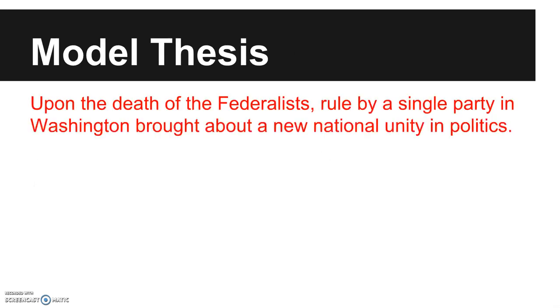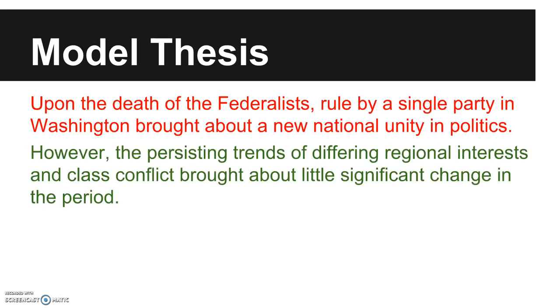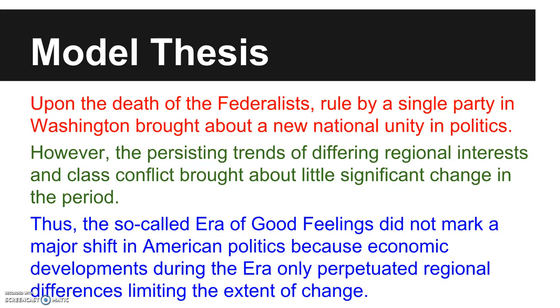In this model thesis, the first sentence recognizes the new trend or change. For instance, some national political unity developed as a result of the death of the Federalist Party. The second sentence establishes two continuities. In this case, persistent, differing regional interests and continued class conflict demonstrate a period of greater continuity. The third sentence asserts the overall evaluation with explanation. Economic developments only serve to perpetuate regional differences.